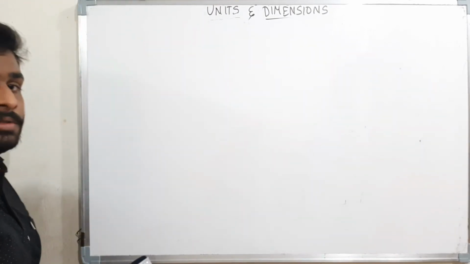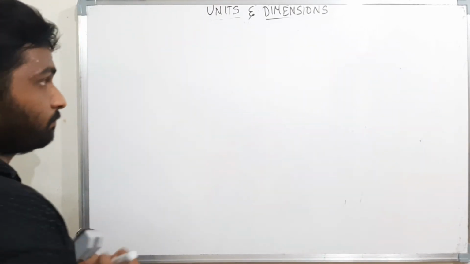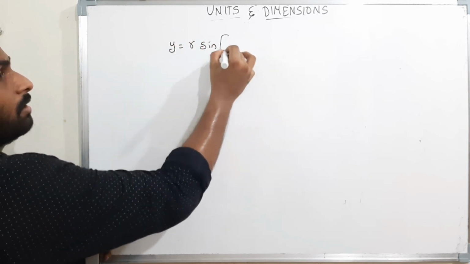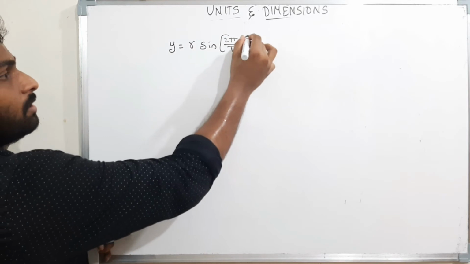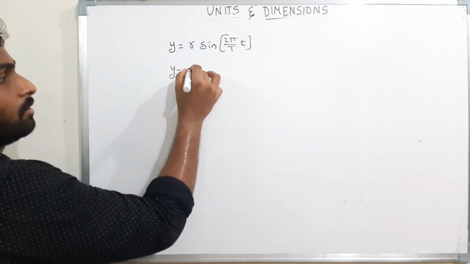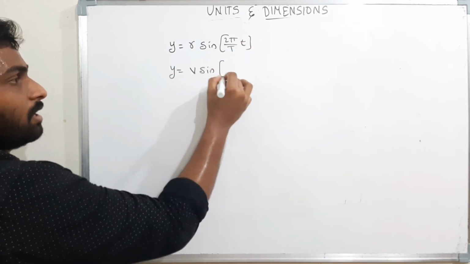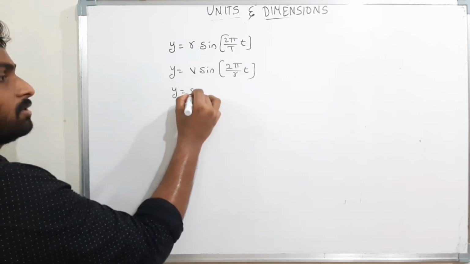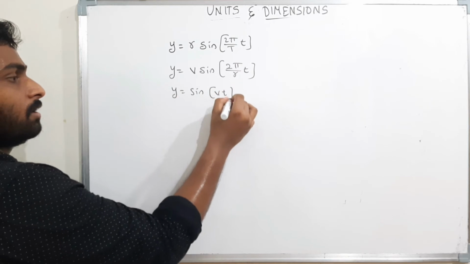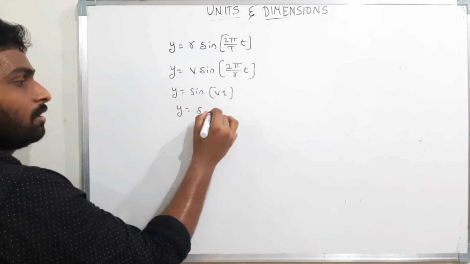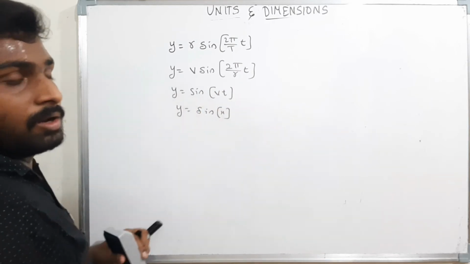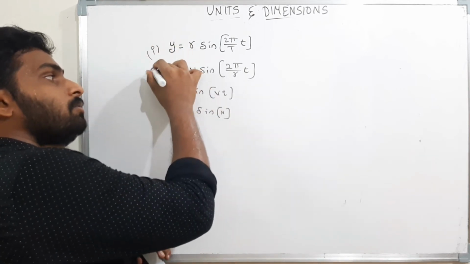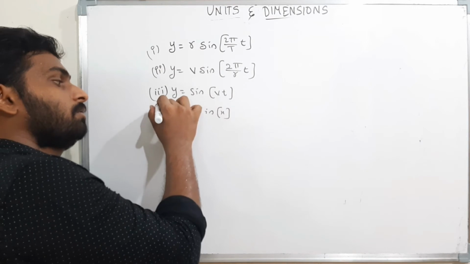Okay, you will see the last problem. Same with this one. Y is equal to R sin 2 pi by T into t. Y is equal to V sin 2 pi by R into t. Y is equal to sin Vt. Y is equal to sin x. Now these are the four equations, 1, 2, 3 and 4.